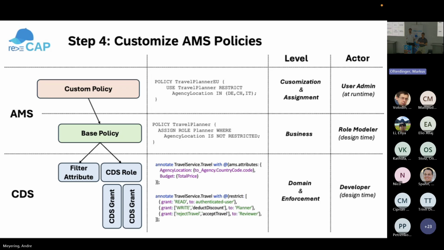Now, when your application is deployed, user administrators can pick up your base policies with the open attributes and do customizations. They can recombine policies and are pretty flexible to define filters that fit their needs. In this example, our user administrator wants to have travel planners in Europe only. And that is by just using the travel planner policy and restricting the agency location by some location codes that are in the data in the domain.